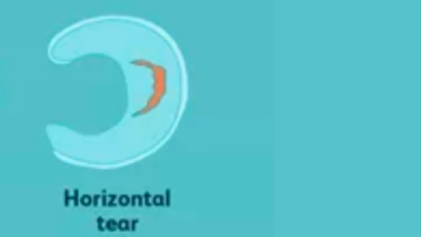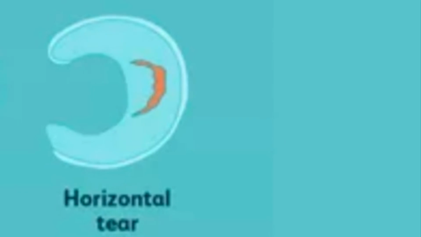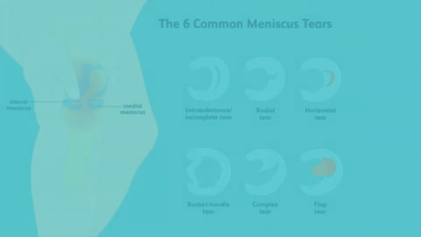The vascular portion of the meniscus is the area of the cartilage with blood flow. It is located near the outer edge of the meniscus and has the best healing potential. So, if a horizontal tear is within the vascular portion of the meniscus, repair may be a good option. However, when located more centrally, these tears will not heal, even if repaired.